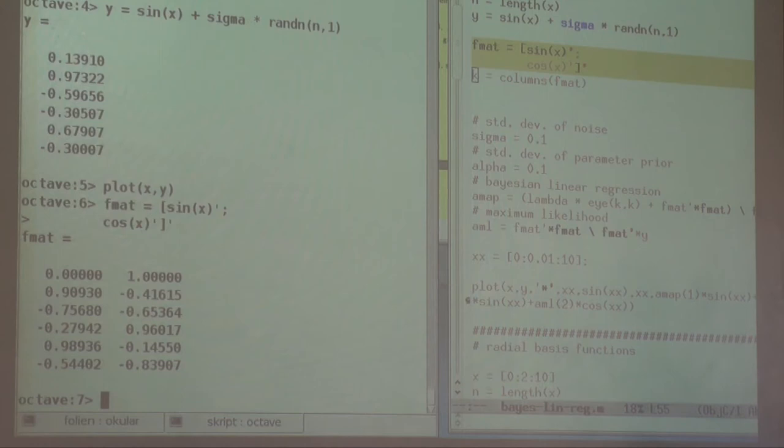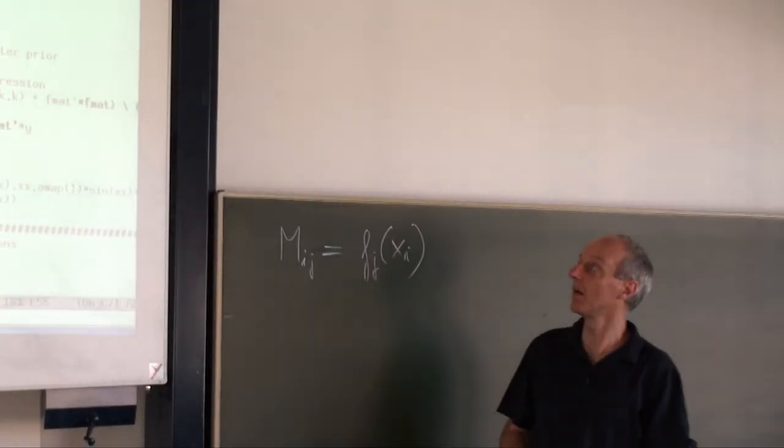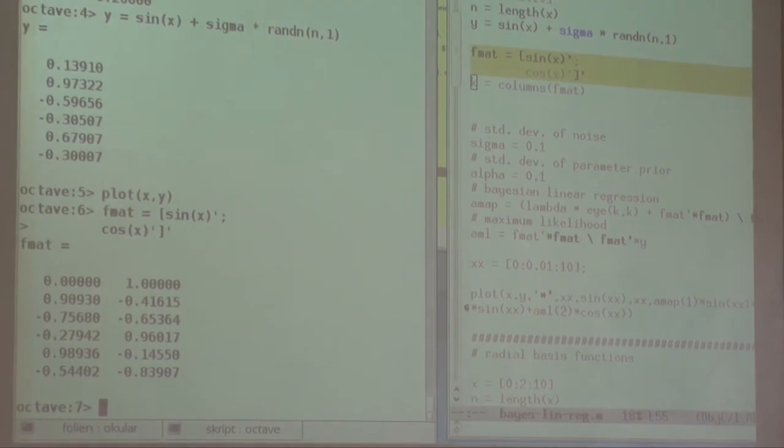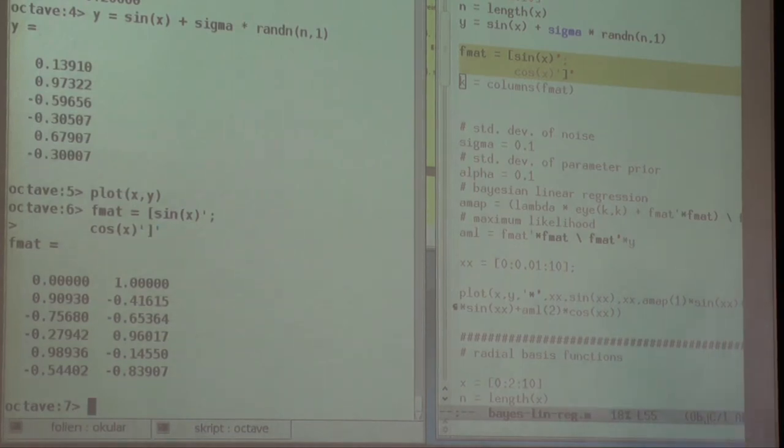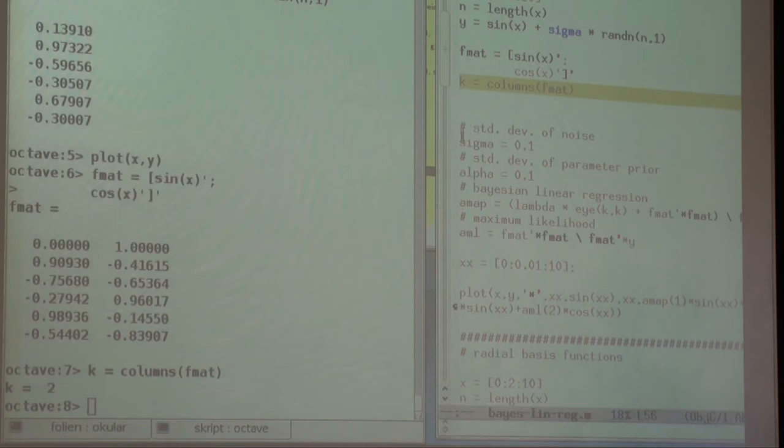But let me, why do we have the sine of x and the cosine? Oh yes, okay, sorry. What I told you, you use all the basis functions fj of xi. And what I used here in this example is these two basis functions, sine and cosine, to approximate the function. So it's not polynomials, we use the sine and the cosine, and we are looking for a linear combination of sine and cosine. Then we determine the number of columns. K is equal to 2.